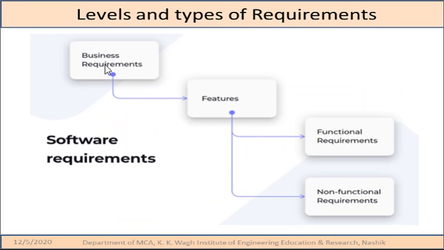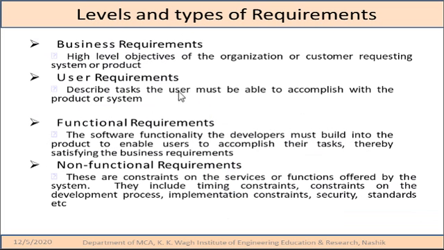Okay, students, as I said, the business requirement may have a number of features, and those features we can divide into two categories. First one is functional requirement, and second one is non-functional requirement. Let's discuss more details about it. For understanding the business requirement, what is business requirement? Business requirement is nothing but the set of high-level objectives of the organization that the business persons have, or the customer request from the system or the product, which will come under the business requirement.